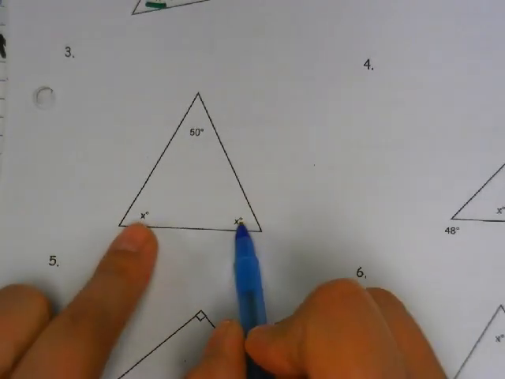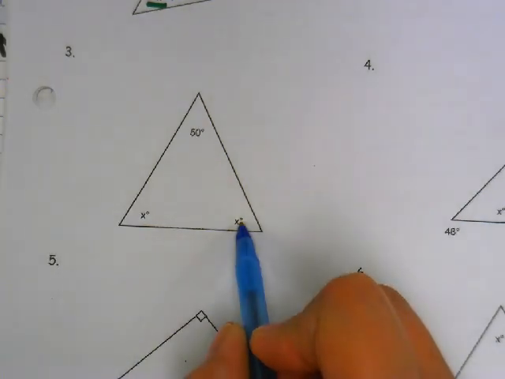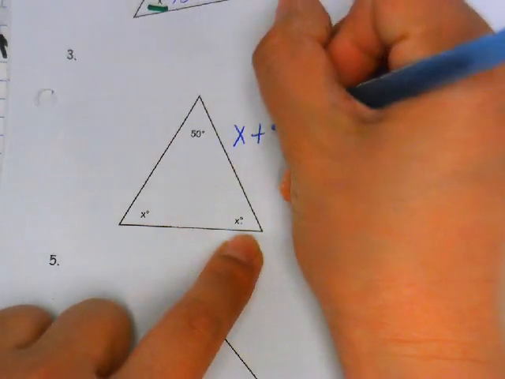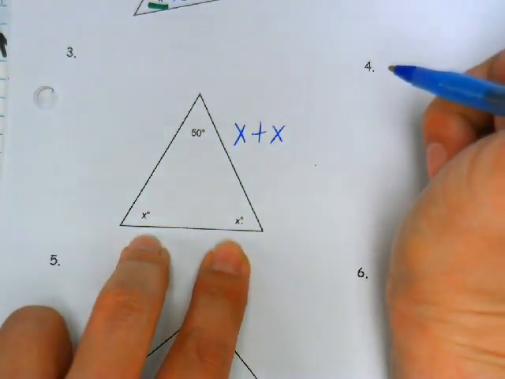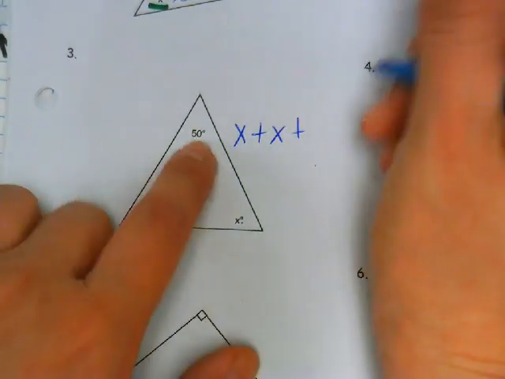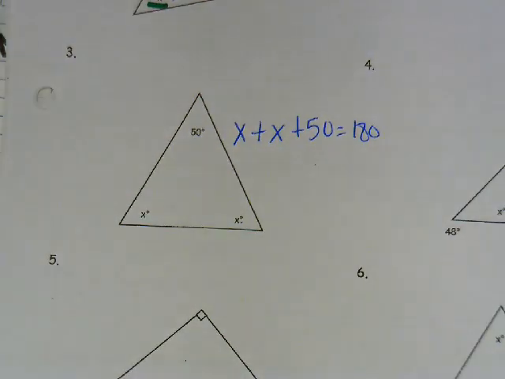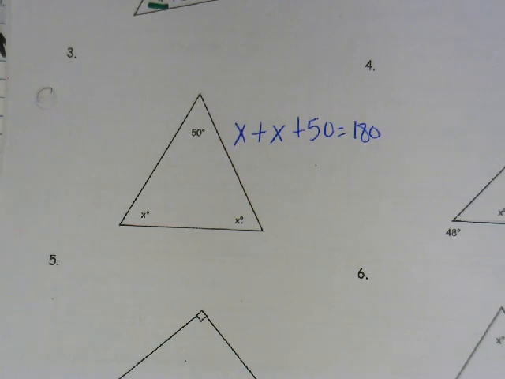You have 2 x's, right? So when you have 2 x's, you still do the same thing. It's x plus x. So there's 2 x's, so I write them both down. X plus my 50 still equals 180, right? Even though there's 2 x's, we write them down. Treat them like numbers. Those 3 numbers all have to equal 180.